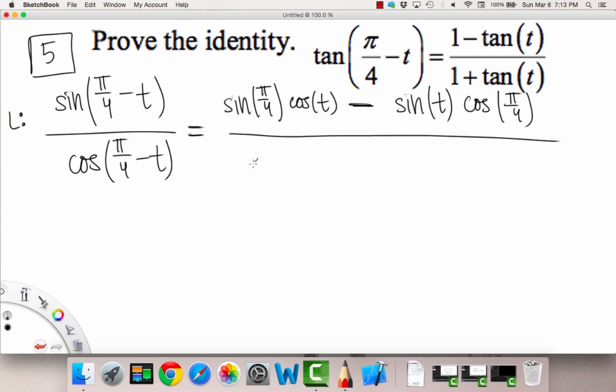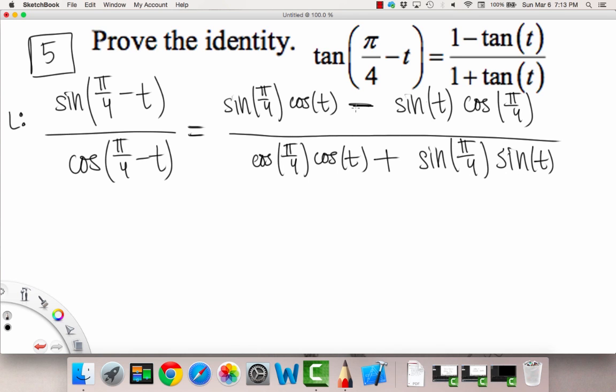The bottom is going to be cosine of pi over 4 times cosine of the other angle. We're going to switch the sign in between, so we're going to put a plus sign there, and then we're going to take sine of pi over 4 and sine of t. Okay, so the thing is, we know how to simplify these things, sine pi over 4, cosine pi over 4, for all of these. So let's do that on the next line.